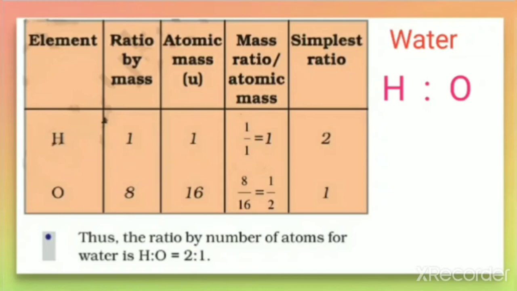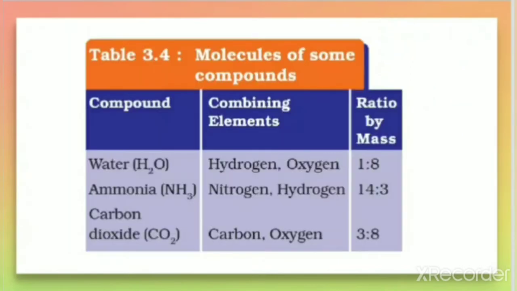First of all, we know that a water molecule has two elements, in which the atoms of the two elements are combining, that is, hydrogen atoms and oxygen atoms are present in the water molecule. So you need to make a table for the two elements, hydrogen and oxygen. What is the ratio of hydrogen and oxygen in the case of water? That is the ratio by mass, which you can compare from this table.